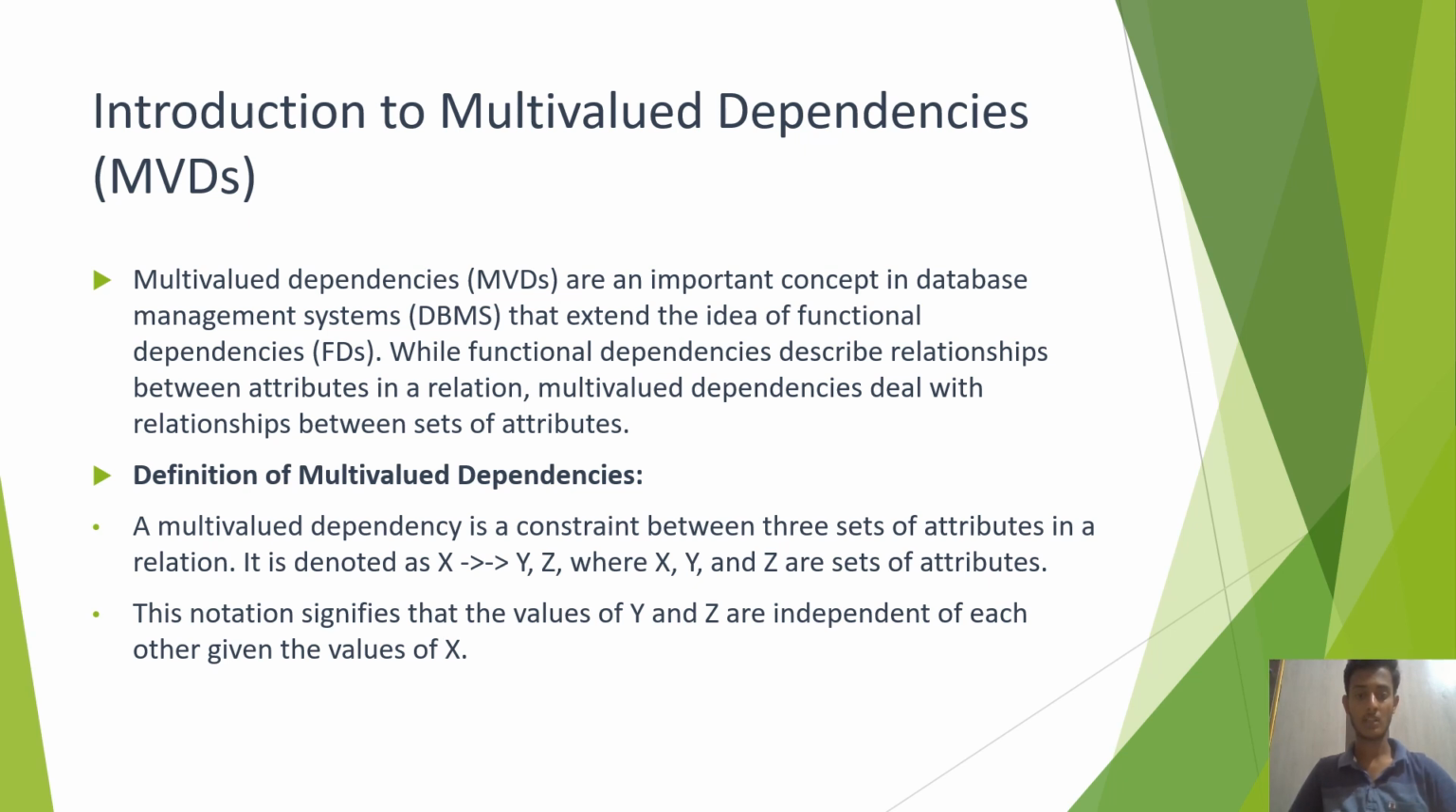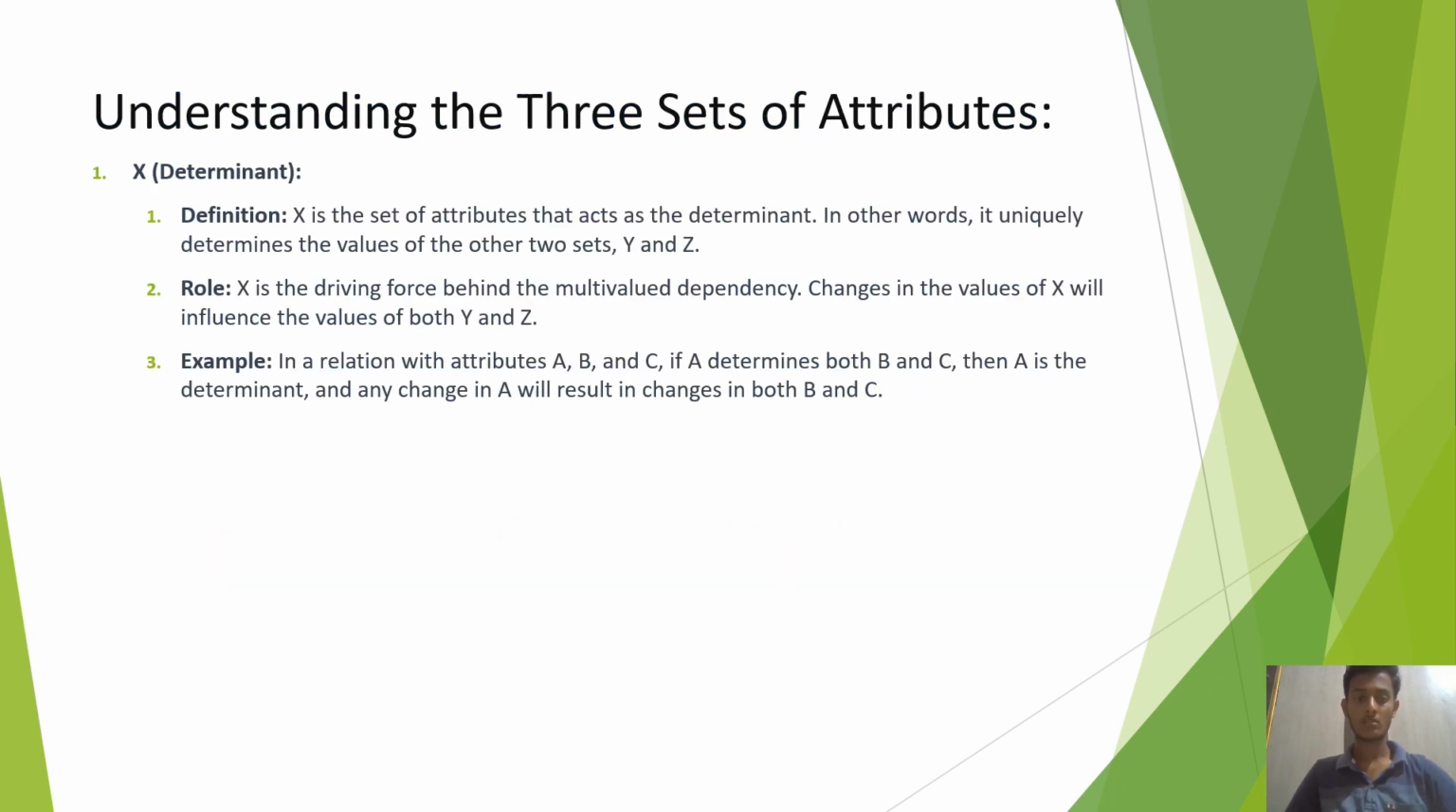Definition of multivalue dependence. Multivalue dependence is a constraint between three sets of attributes in a relation. It is denoted as X ->> Y | Z, where X, Y, Z are sets of attributes. This notation signifies that the values of Y and Z are independent of each other, given the value of X.